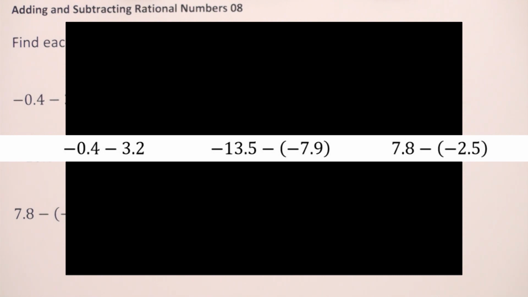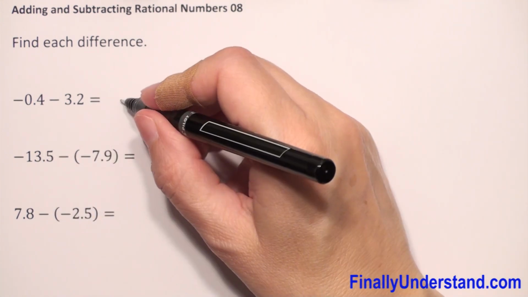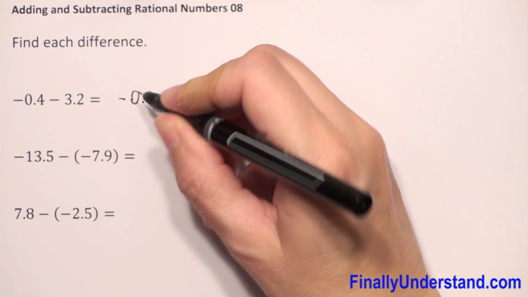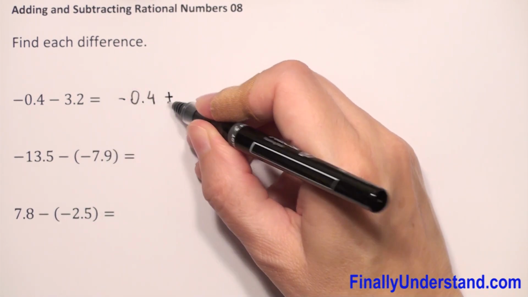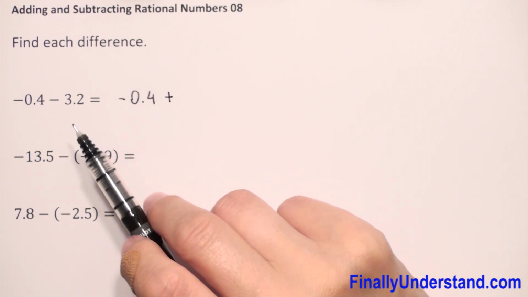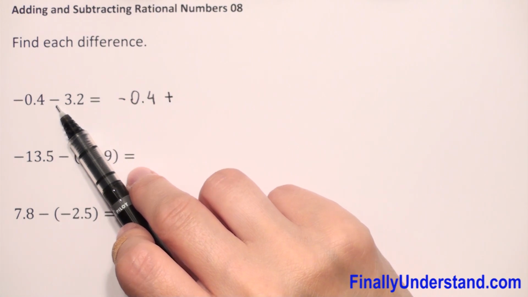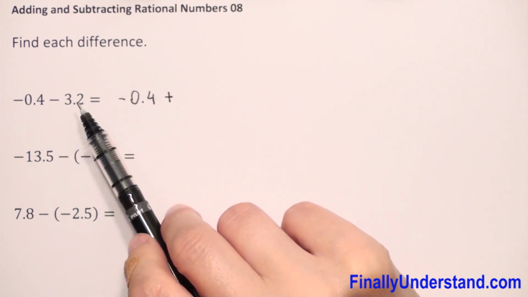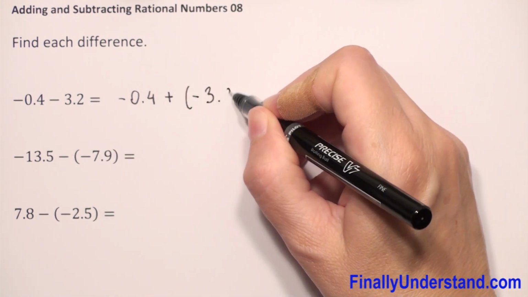We have subtraction of rational numbers. We use the same rule as for subtracting integers. So when we have subtraction, we copy the first number, we change subtraction to addition, and we add the opposite to the second number. As subtraction changes to addition, the opposite to 3.2 is negative 3.2.